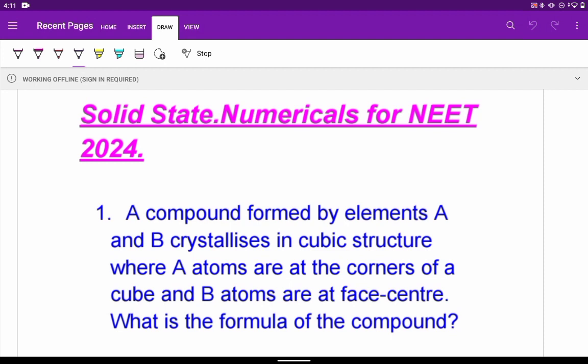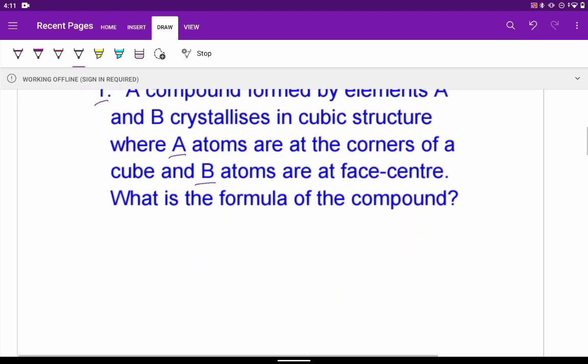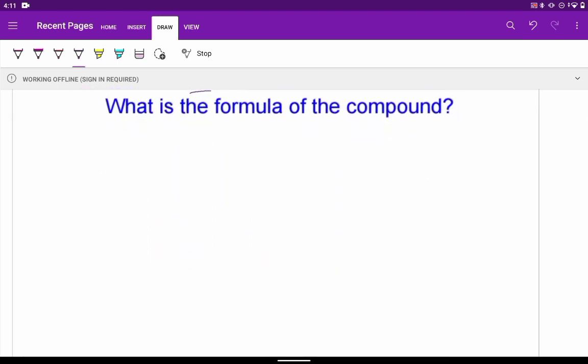Today we will be dealing with the topic solid state. In that we will see some numericals which will be helpful for NEET 2024. Now see, the first numerical states that a compound formed by the elements A and B crystallizes in cubic structure, where A atoms are at the corners of a cube and B atoms are at face center. So at the corners we have the A atoms and at the face center we have B atoms. We have to find out the formula of the compound. What is the formula of the compound? This is the question. Now let us solve.